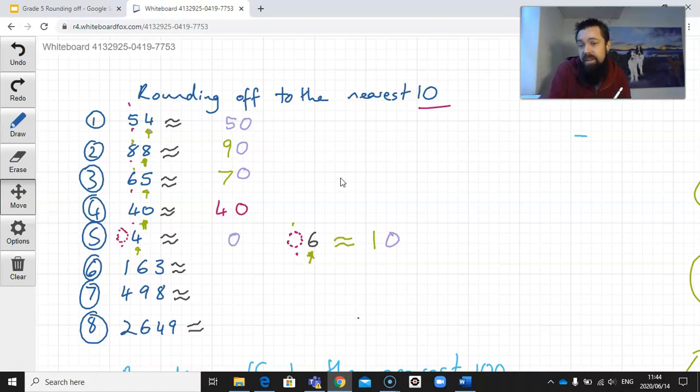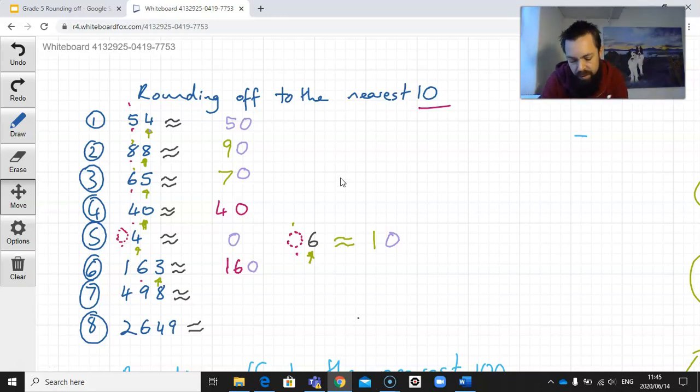Looking at the next one, I now have hundreds, although I am still rounding off to the nearest 10. So I can ignore my hundreds for now. I'm rounding off the nearest 10, so I dot under the 10 column. Have a look at the units. The units are going to go down because 3 is on the lower half. So it's going to go down. So my tens will stay the same, my hundreds will stay the same, and my units will become a 0. Now there are times when your hundreds will change, but let me first do number 8.